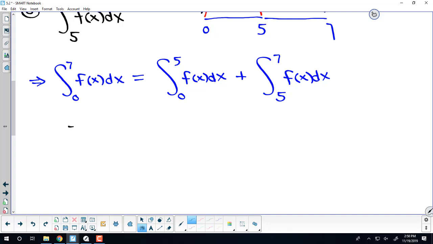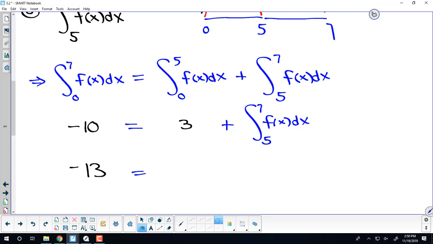We're given this, that's -10, and we're given this, which is 3. We don't know this, but now we can find it. We're just going to subtract 3 to solve for our integral. It is -13, but you don't want to think of it as a combination of 3 and 10 in any way. In general, it is not true that you can just combine those two things like that. So subtract 3, and solve for the integral.